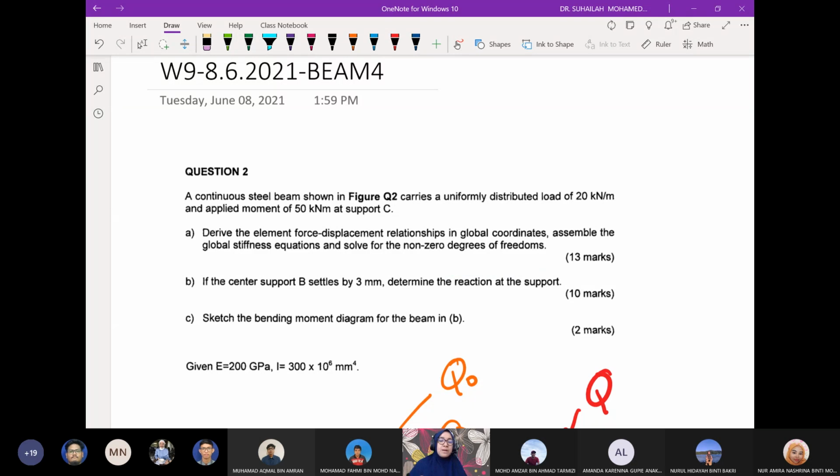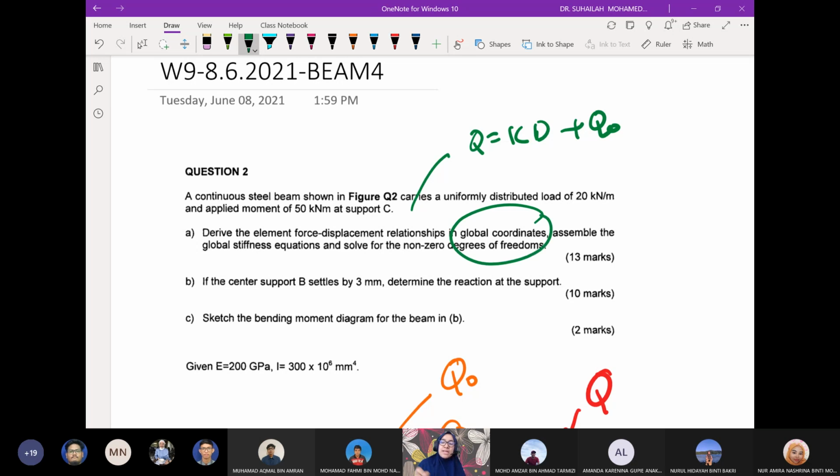Okay. And then you have to know what the force displacement relationship actually is. The force displacement relationship is Q equals KD. And for a beam, we have to add Q naught, because there is Q naught in the system. Okay, derive the element force displacement relationship in global coordinate.